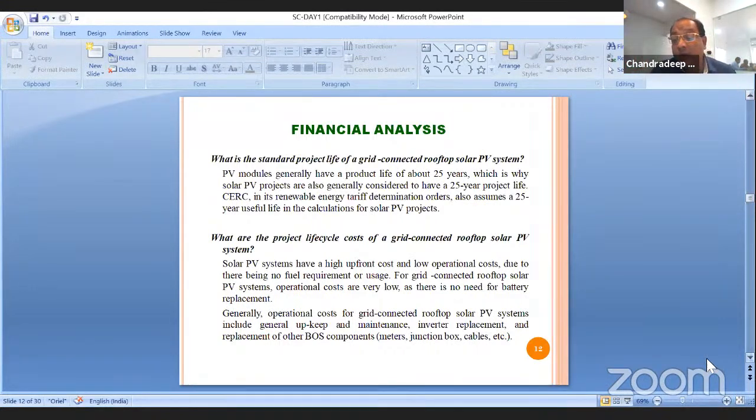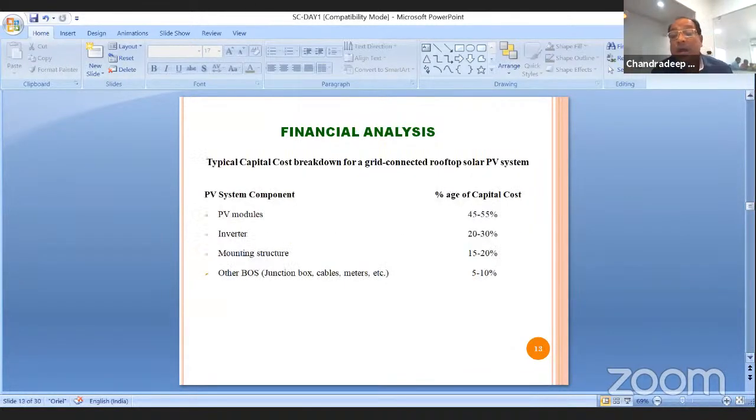That I already told you, like a story. Then I come to the next slide. How much should you pay when you go for the budget, when you go for installing a solar rooftop power plant? Suppose I say 1 lakh is the budget. So 45,000 to 55,000 should go for the PV module. That tells you how important the PV module is for a solar power plant.